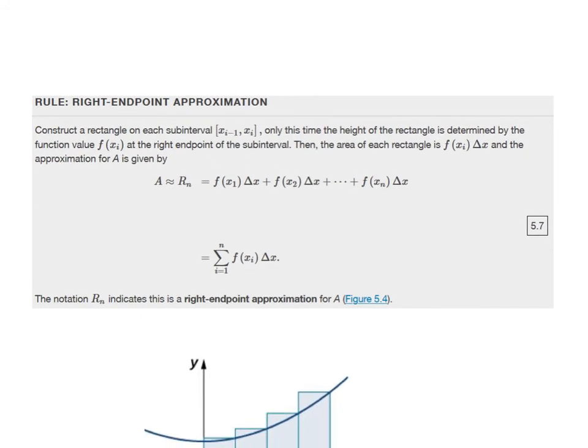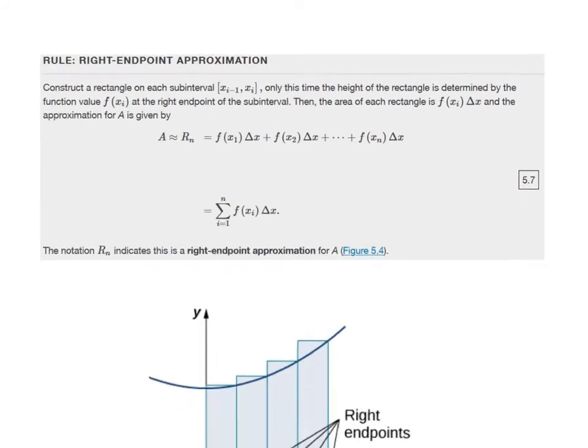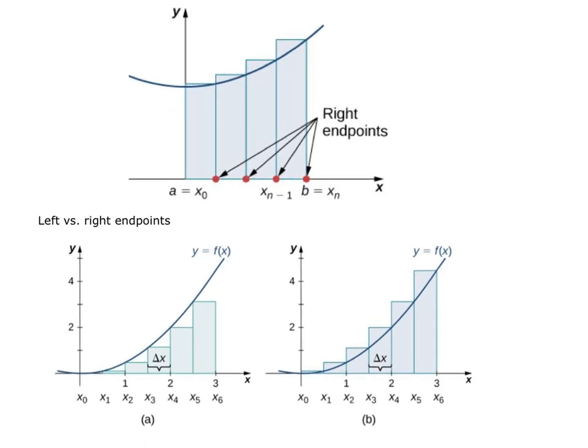If I'm doing the right endpoints, I start out not at A, I start out with my delta x plus A. That would be my first height. And in this case, I end at B. So the difference between the left endpoint and the right endpoint is that when I'm doing the left endpoint, I start with A and I end with one value less than B. For the right endpoint, I start at one value after A and I end at B as my last height.